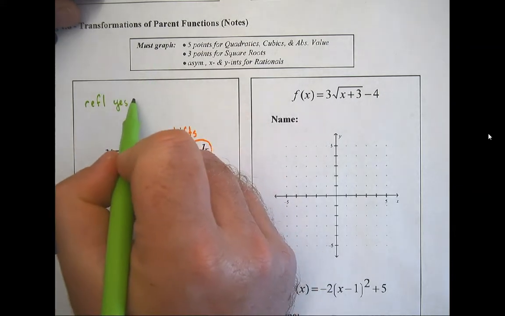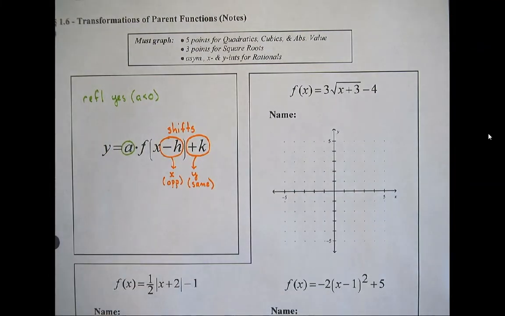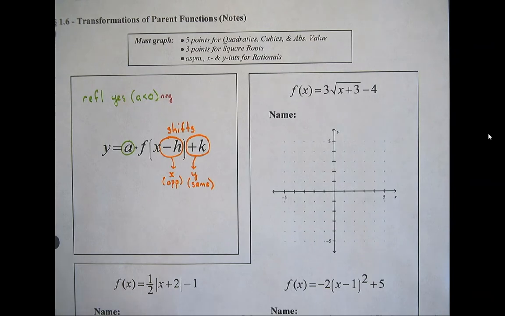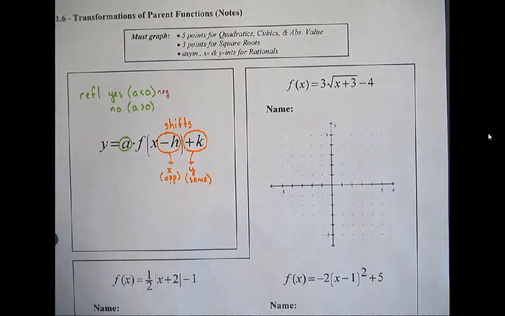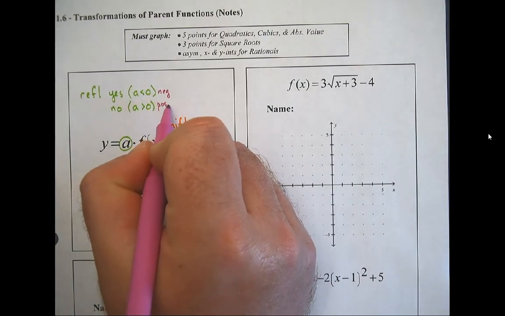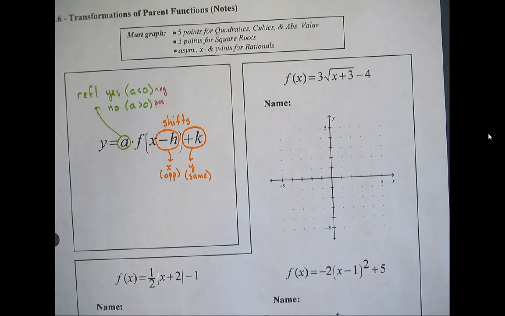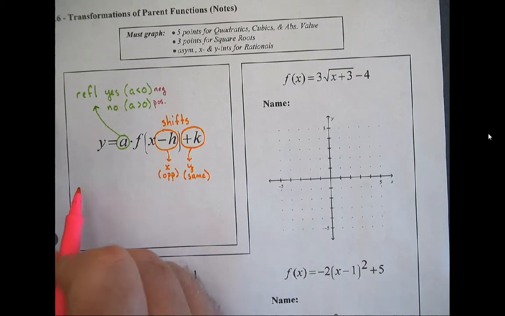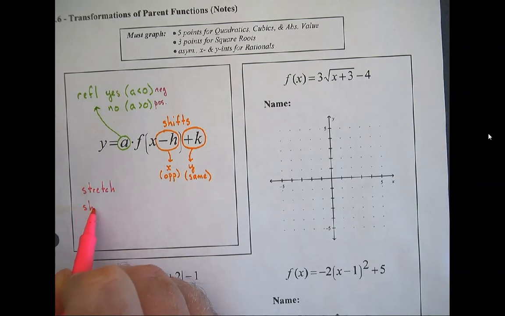Our graph will reflect if that a value is less than 0, or in other words, if it's negative. There will be no reflection if a is greater than 0, in other words, if a is positive. So this a value determines reflections. This a value also determines whether our graph is going to be a stretch, a shrink, or a neither.